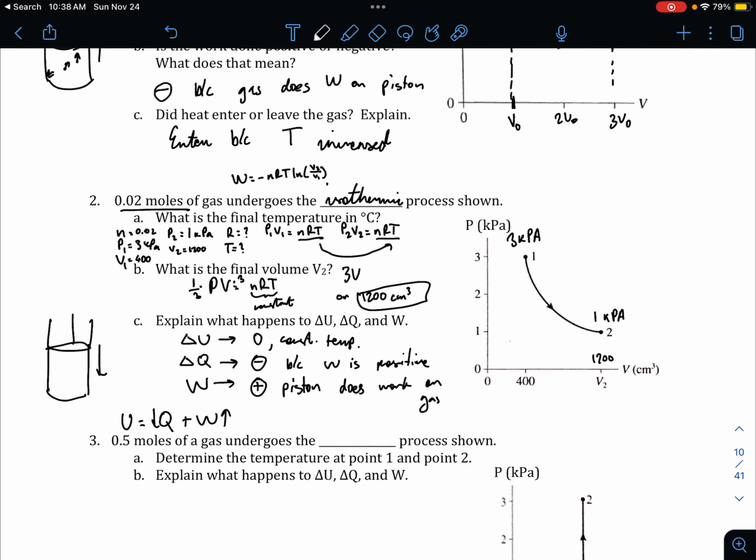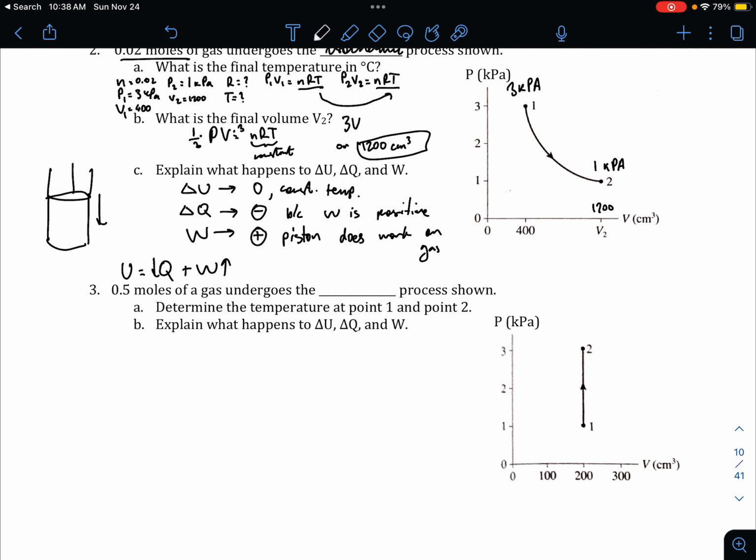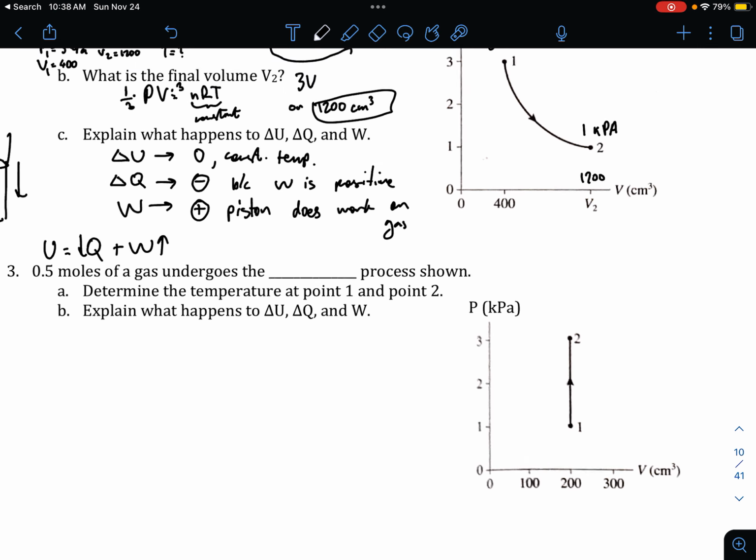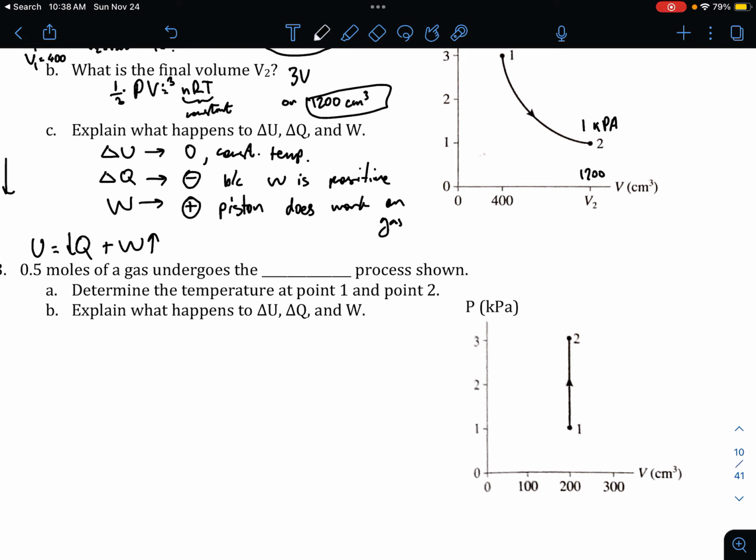Okay, so now we could do 3. 0.5 moles of gas undergoes some sort of process. Sorry, I just blanked out. And we can see the volume is constant. So if the volume's constant, it's an isometric process. Determine the temperature at points 1 and 2.